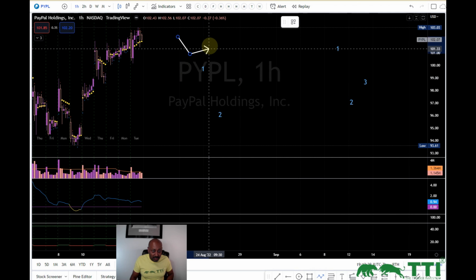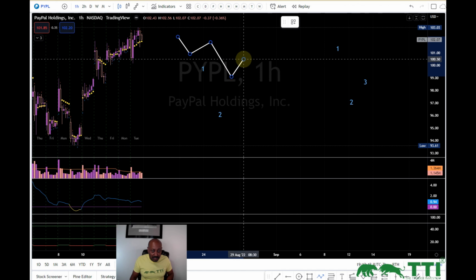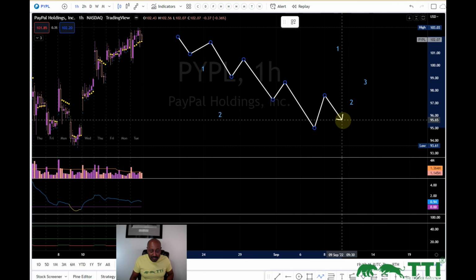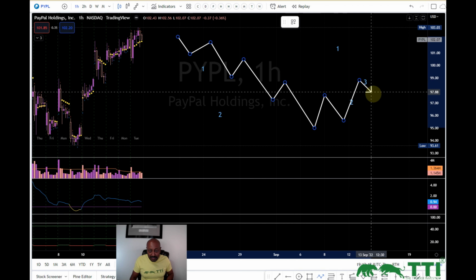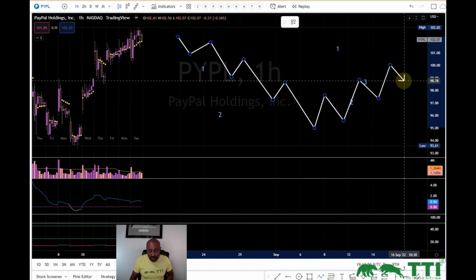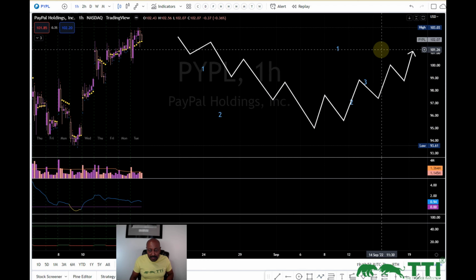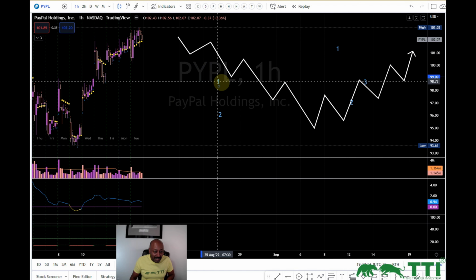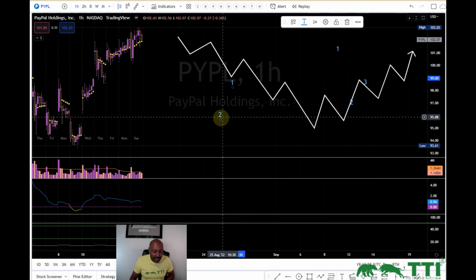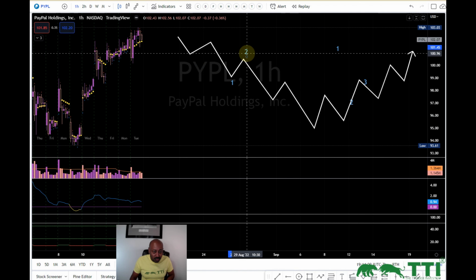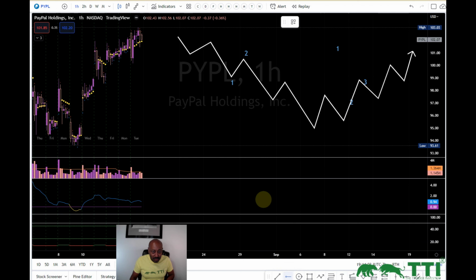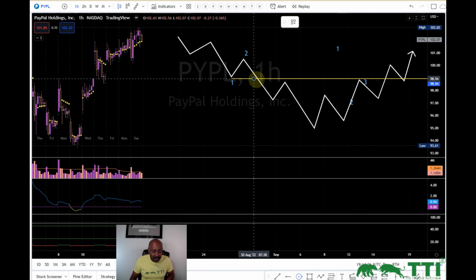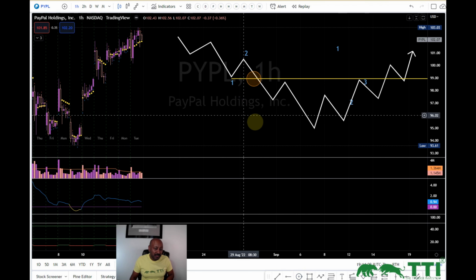So when you are making lower lows, and then all of a sudden you make a higher low, this is where you have a break of structure. In a continuation, like I said, you have your 1, you have your 2, and when you break your 1, you enter.